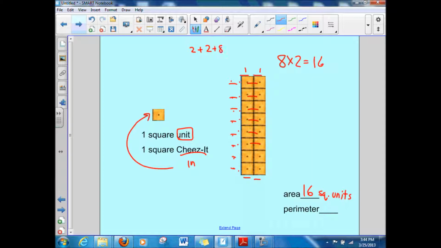And plus 8 equals, hey, I'm going to make some 10s there. I know 2 and 8 is 10. And 10 and 10 is 20. So the area, excuse me, the perimeter is 20 units. Or we could say inches, or we could say 20 Cheez-Its. On to the next one.